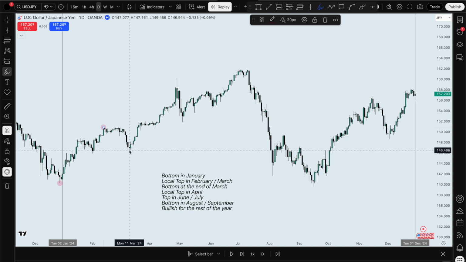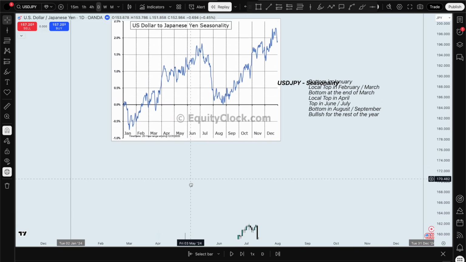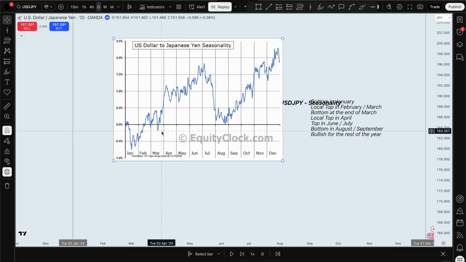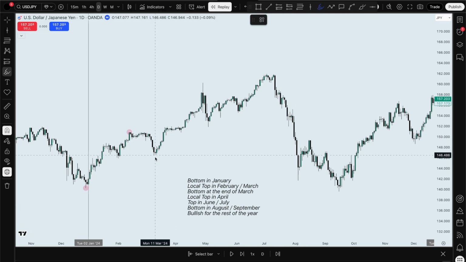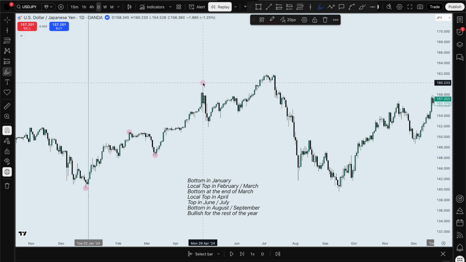So when it says on the seasonality chart end of March, it's not always going to be at the same time as what is shown on the chart, right? You just expect a top or bottom to be happening near that time, right? So we had in 2024 a bottom mid-March, then a local top in April, a slow grind to create a top in June, July.